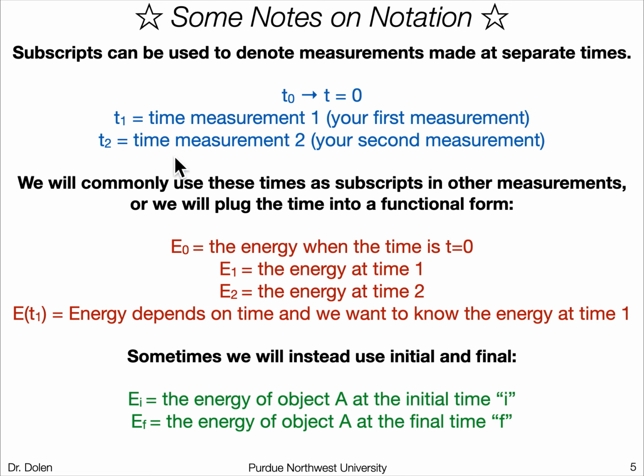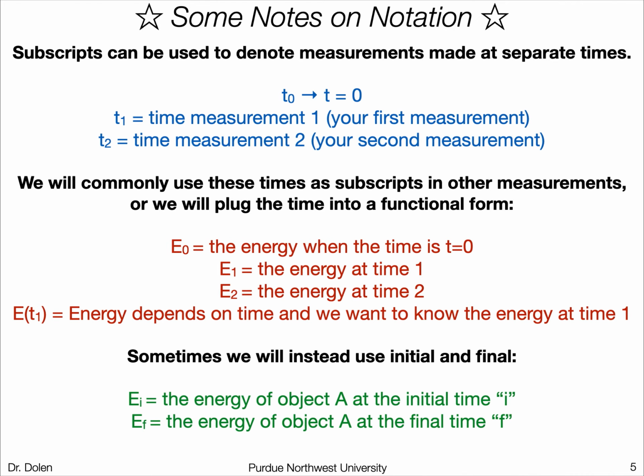T sub 2 is going to be time measurement 2, our second measurement. Time measurement 2 is always going to come after time measurement 1. Okay, so that's the first note on notation: the subscripts used to denote different moments in time. We will commonly use these times as subscripts in other measurements.